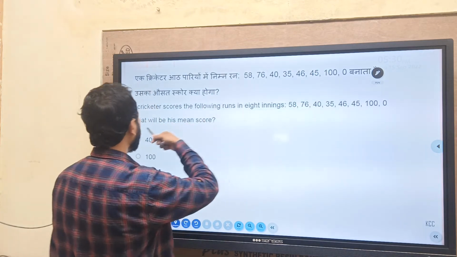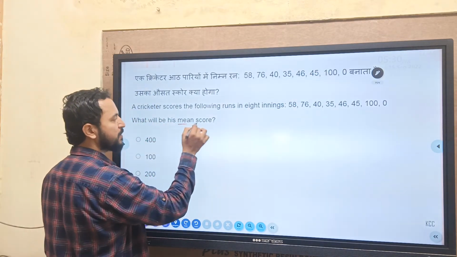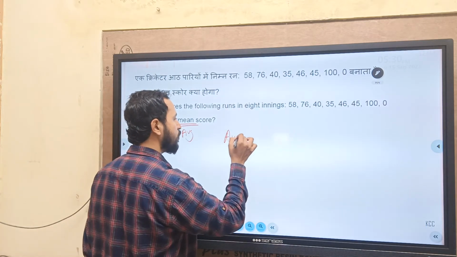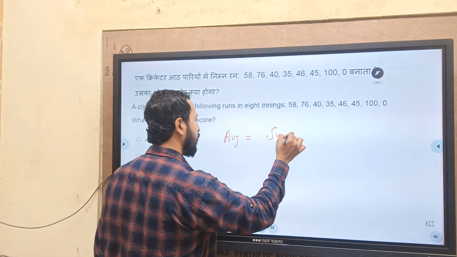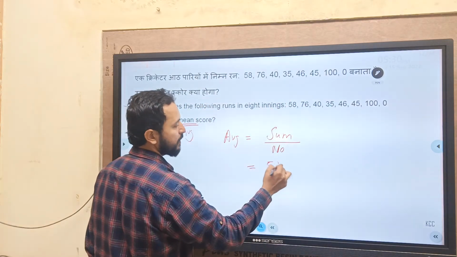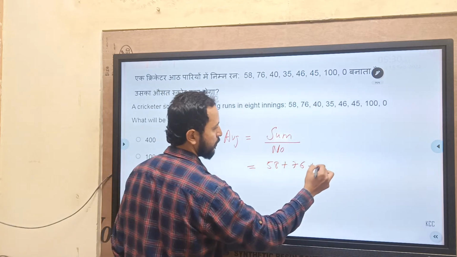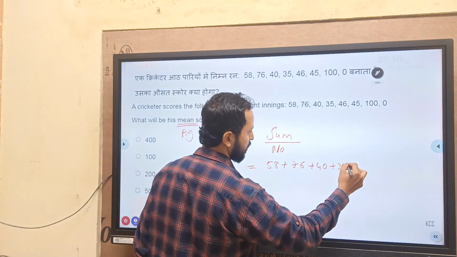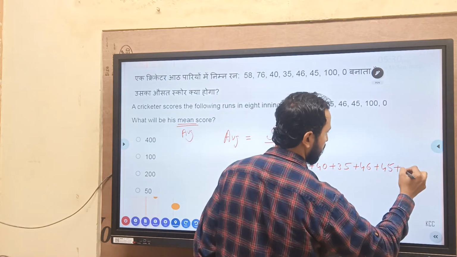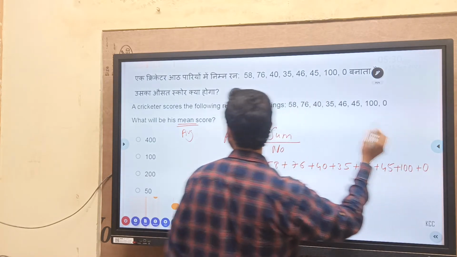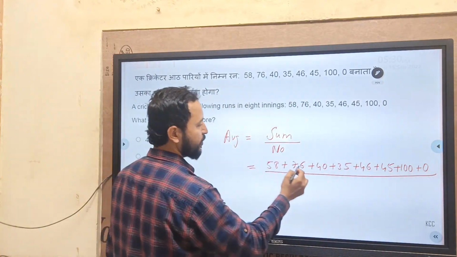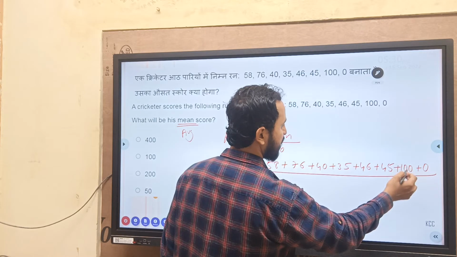Cricketer. Now what is the mean score? Mean is nothing but average. What is mean? Average. So average is equal to what? Sum of all divided by total numbers. Sum: 58 plus 76 plus 40 plus 35 plus 46 plus 45 plus 100 plus 0. 0 also you have to take. Divided by 1 2 3 4 5 6 7 8.